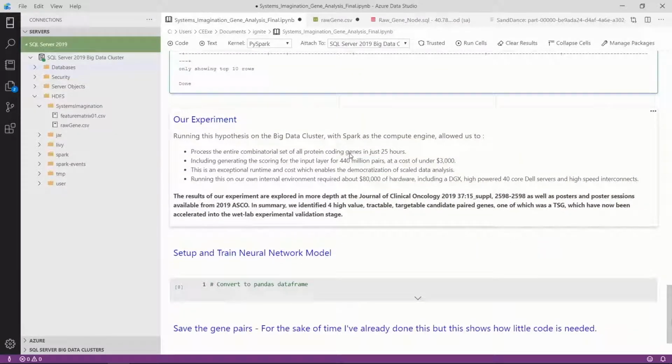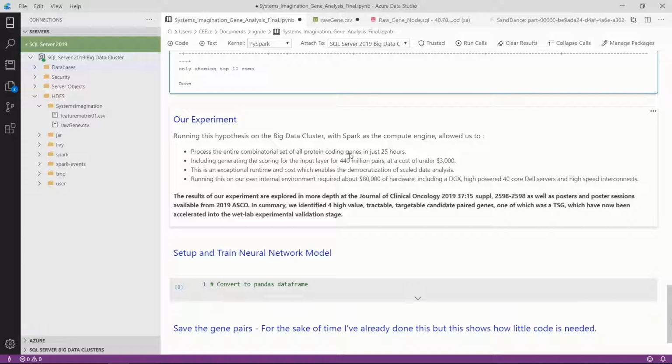So what we did is we looked at all gene coding pairs. That's the hundreds of millions of them. And we analyzed them against what would be a synthetic lethality. And we did that in under 25 hours at a cost of less than $3,000.